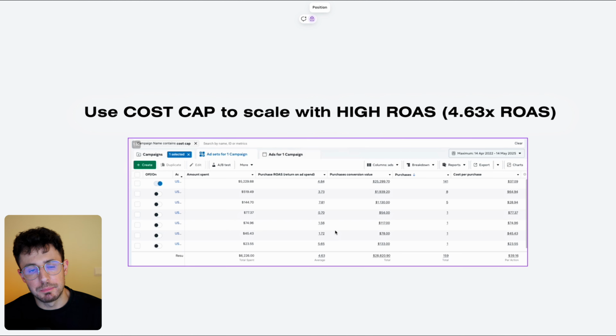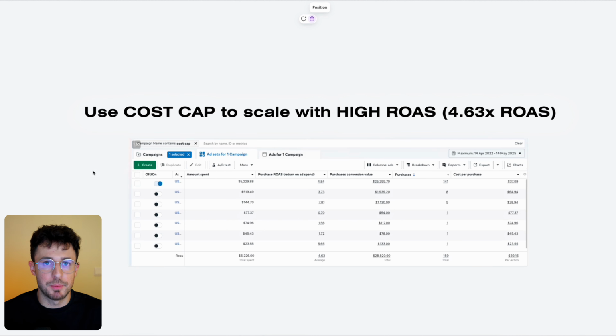So cost caps allow you to scale your campaign while controlling the cost per purchase. By doing this, you can actually tell Meta to bring you purchases at a specific cost that you are willing to pay, and ideally this cost should be the cost where you are actually making money, so where you're actually making profits.